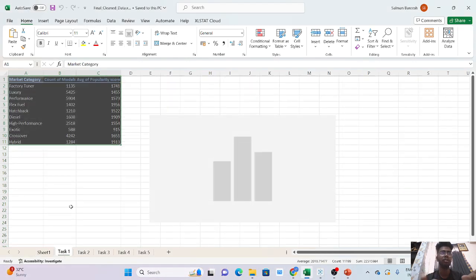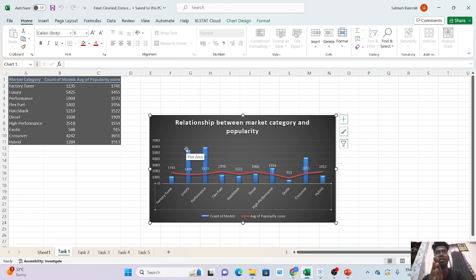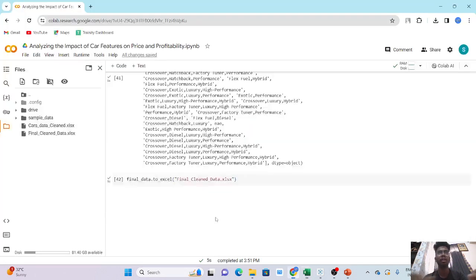This is task one. We used the COUNTIF formula, and to find the average we used AVERAGEIF. Then we also created a bar chart, a combo chart, to find the relation between market category and popularity. You can see that the red trend line indicates the average popularity score, and the blue bar indicates the count of models.